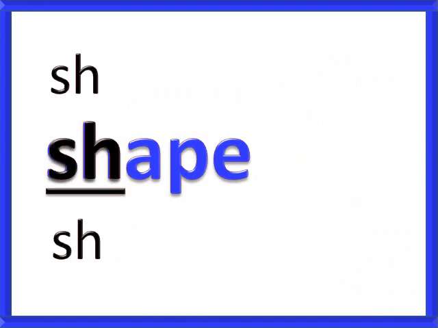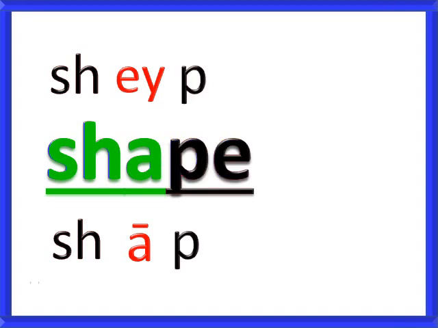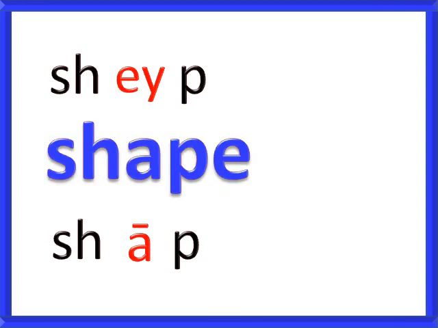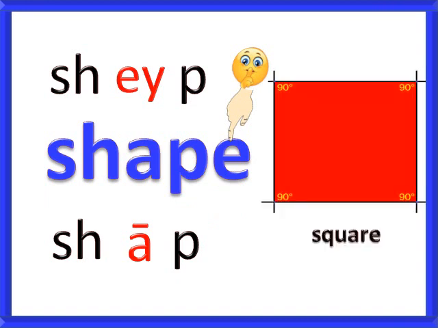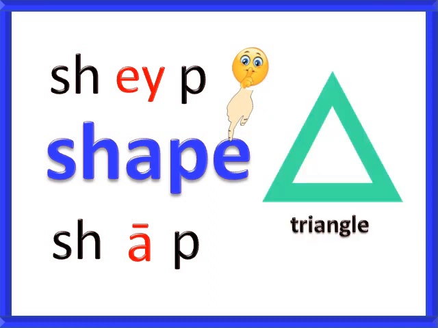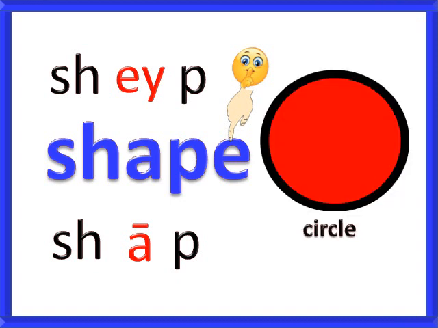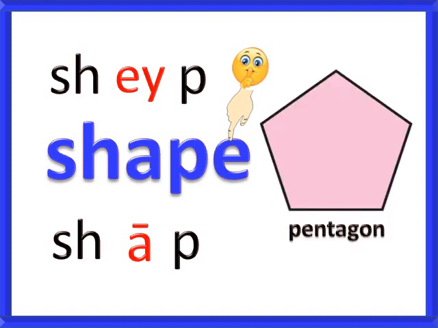Shape. Sh. A. Shape. E is silent. Now I'm going to show you some shapes. The first shape is a square. The second shape is a triangle. The third shape is a circle. And the fourth and last shape is a pentagon. 4 shapes.